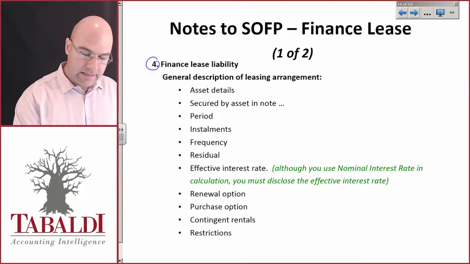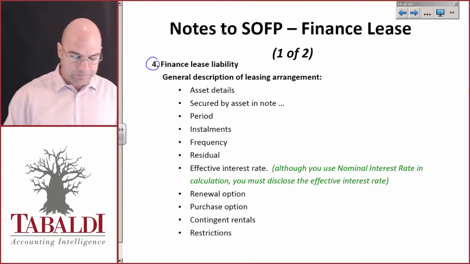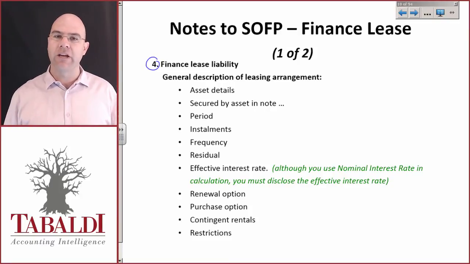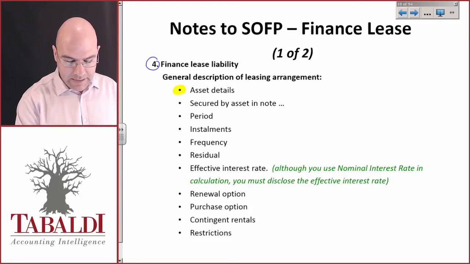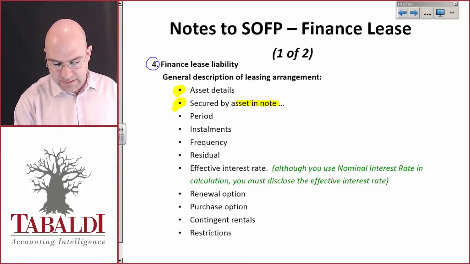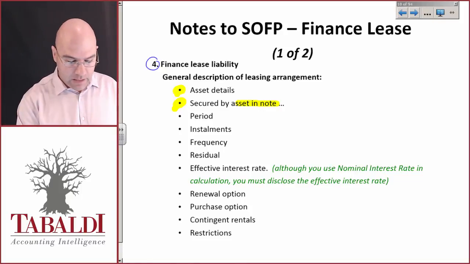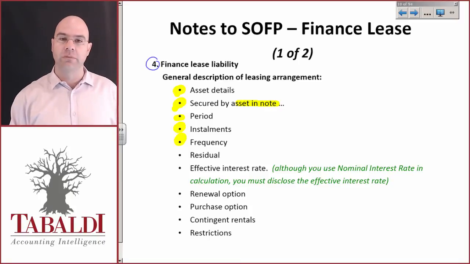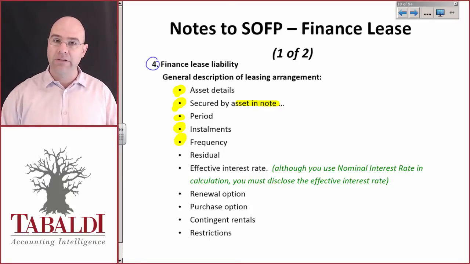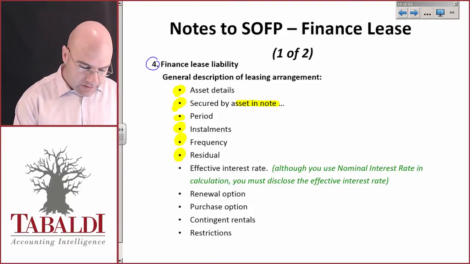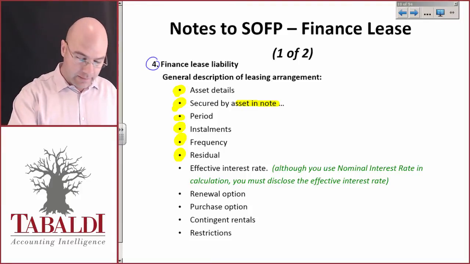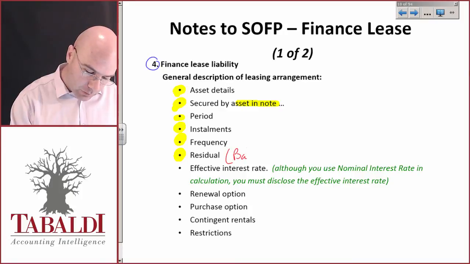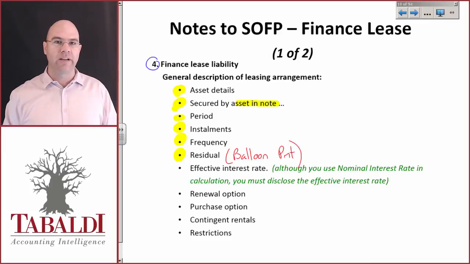Then we do the finance lease liability note. Let me put the highlighter back on. I need you to tell me a bit of information about the leasing arrangement. Tell me the asset details. Tell me that the lease liability is secured by the asset in this example, note 3. The period of the lease, the installments that are payable, the frequency of the installments, are they done monthly, quarterly, biannually, annually, etc. Any residual value on the lease. This here I'm talking about the balloon payment, the final payment at the end of the lease term, not the residual value of the asset, right?